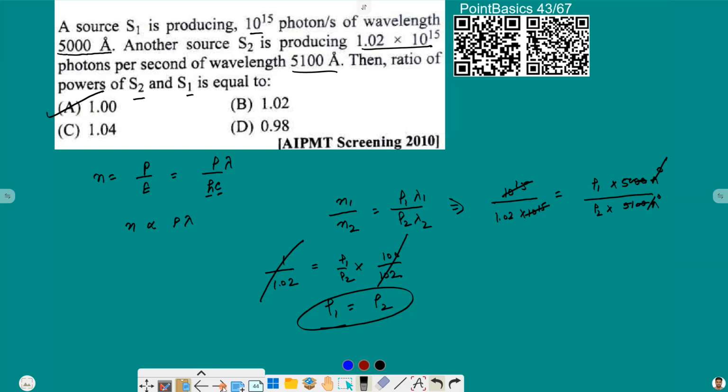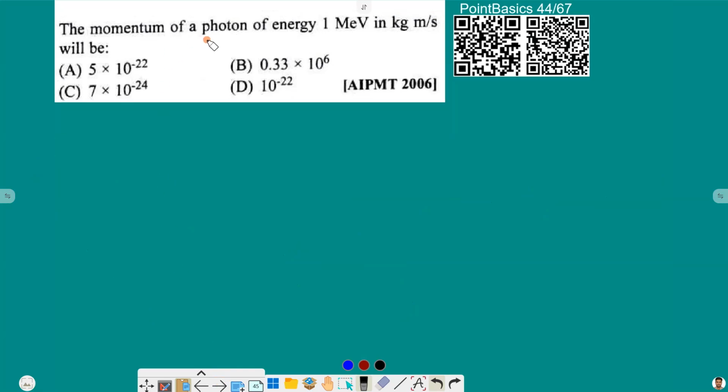Now moving to the next one. The momentum of a photon of energy 1 MeV in kilogram meter per second will be. So we have to find the momentum of a photon, and we know that for a photon, E is equal to Pc, and from this P is equal to the energy of the photon by c.